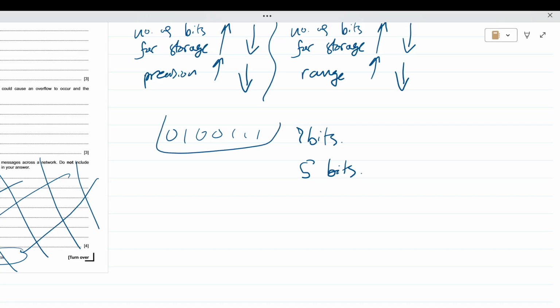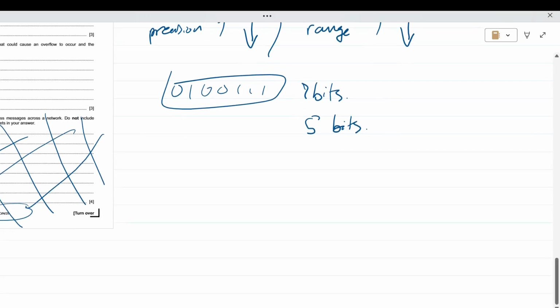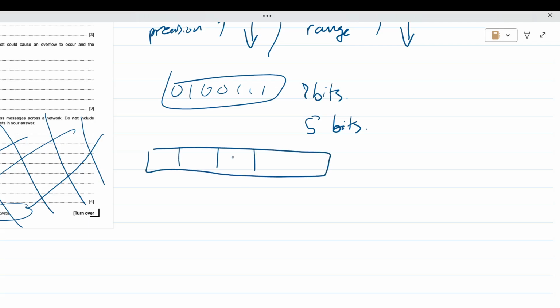So the original mantissa requires at least 7 bits, right? But your computer is old or has some kind of problem, and it says, I'm sorry, I can only give you 5 bits. In that case, let me make that same thing: 1, 2, 3, 4, 5. Now we've got ourselves 5 boxes.